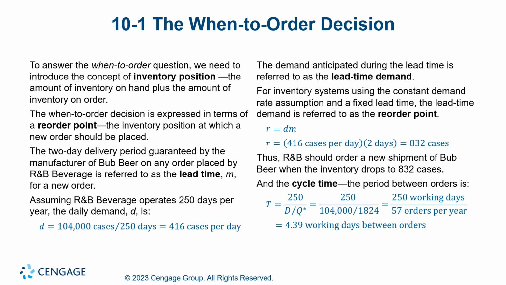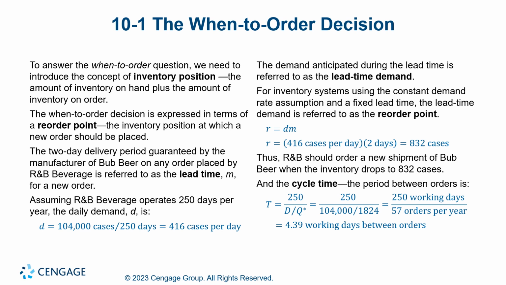The manufacturer of bulk beer guarantees a 2 day delivery on any order placed by RMB. Therefore, we assume RMB operates 250 days per year, after removing the festive season and probably the weekends. The annual demand of 104,000 cases would imply a daily demand of 104,000 divided by 250, which is around 416 cases a day.